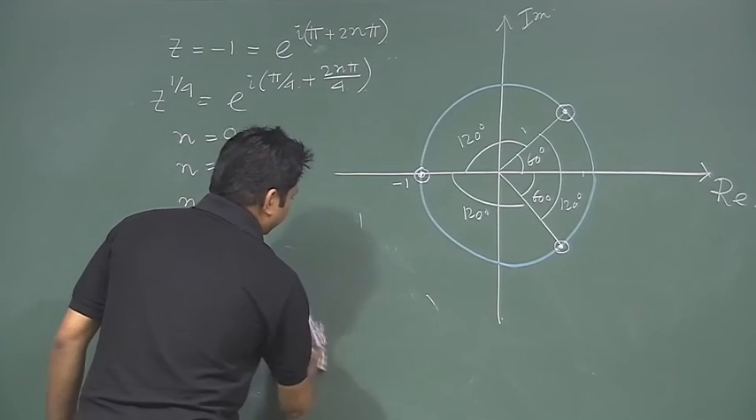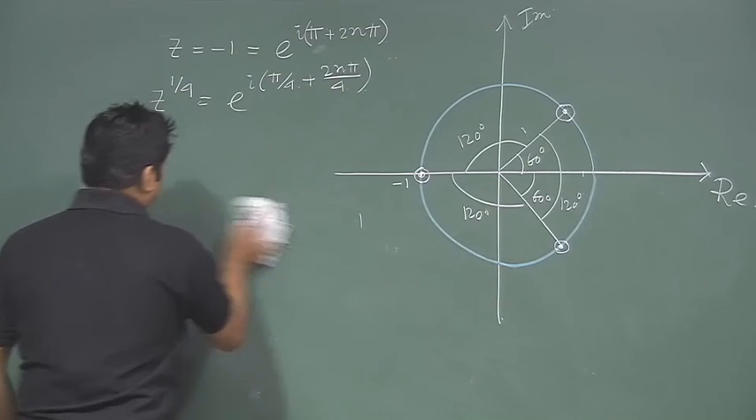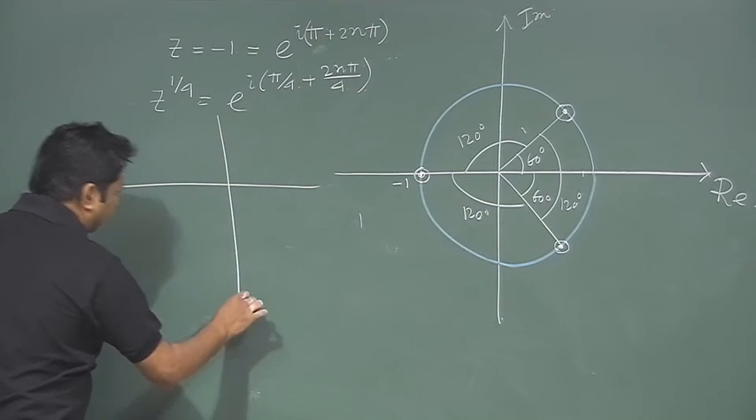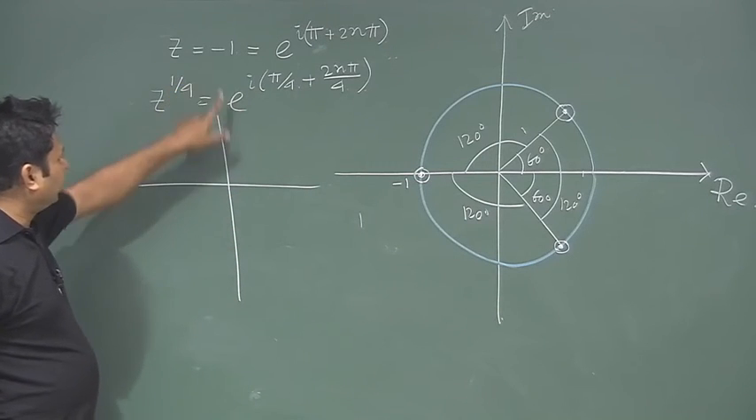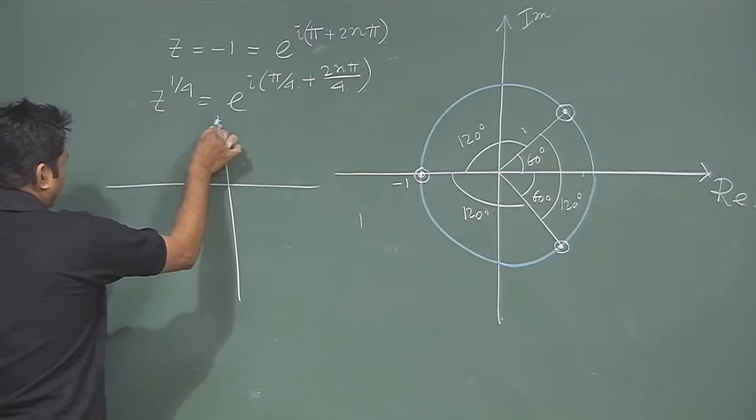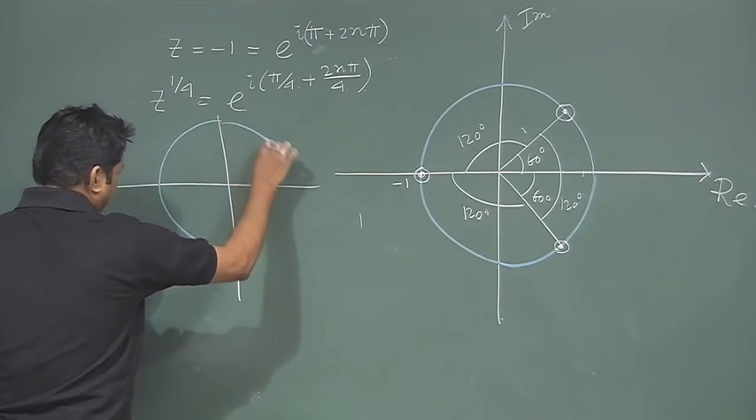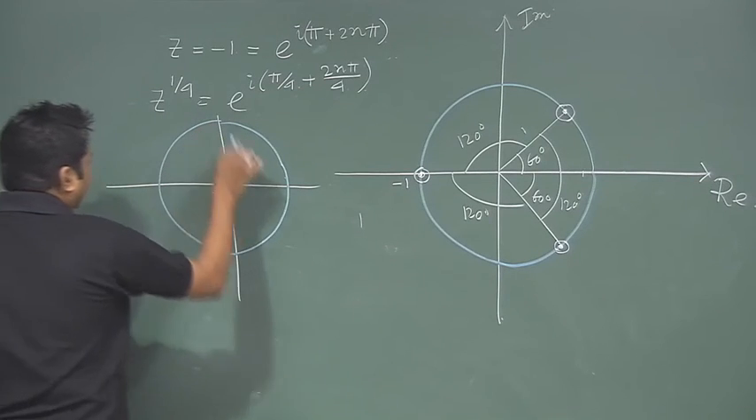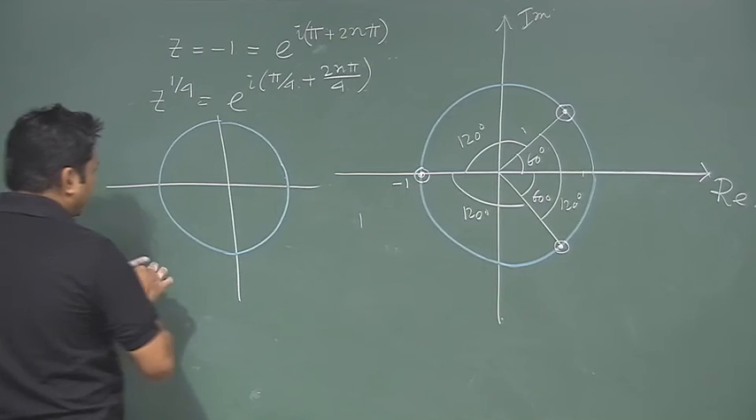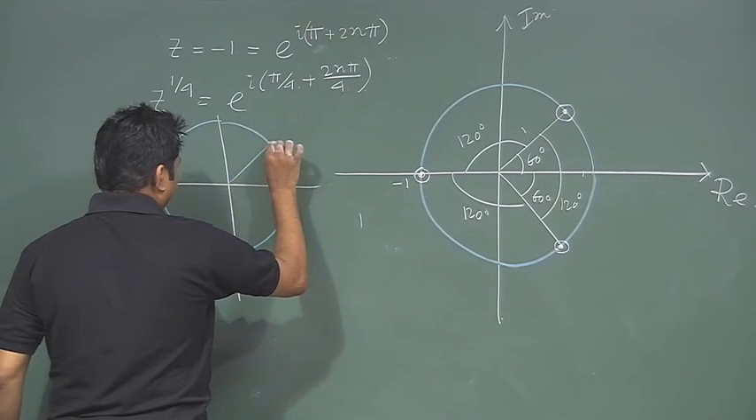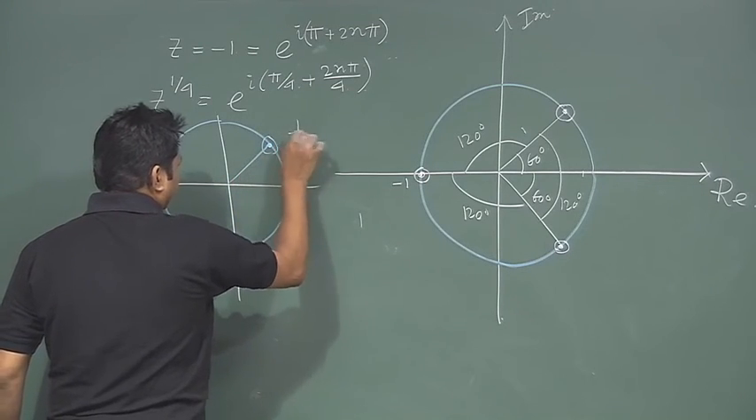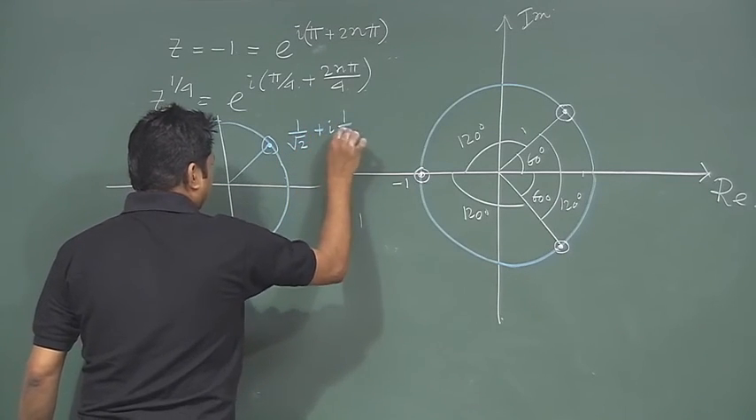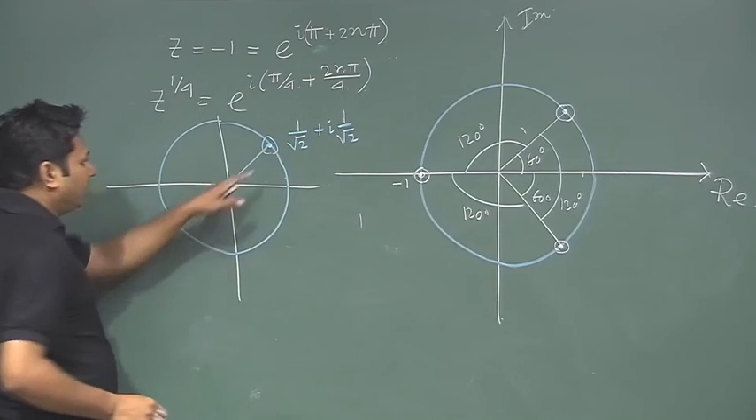So my first root is placed somewhere. Now the important thing I need to mention here: again I am doing the same problem, but now my root is 4. So how many points are you going to have here? This is the circle of unit radius, and you will have the first point here at 45 degree, because if you remember, the root was 1 plus i by root 2.